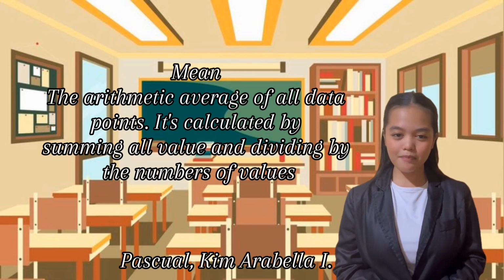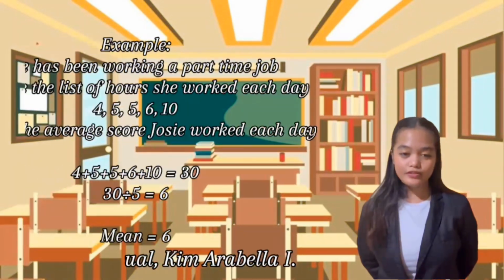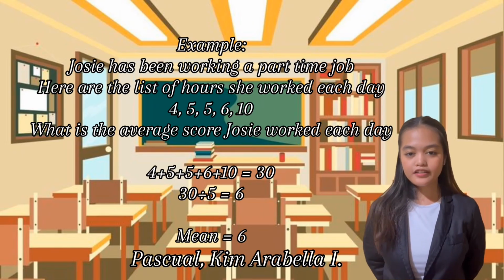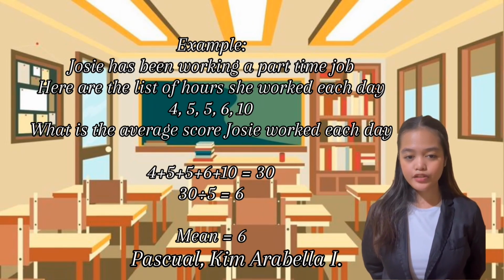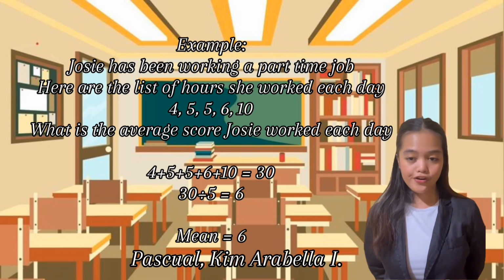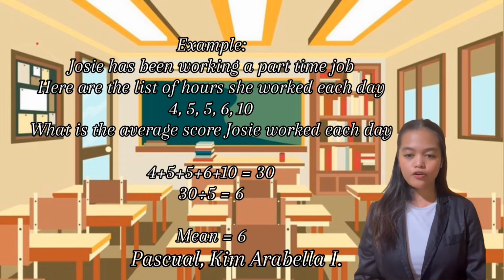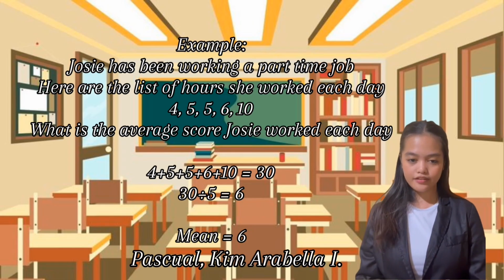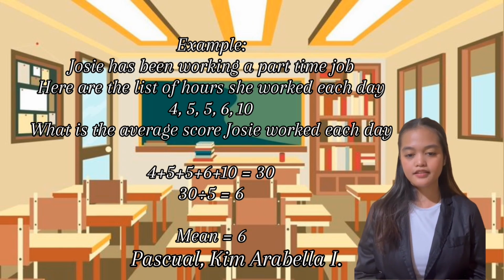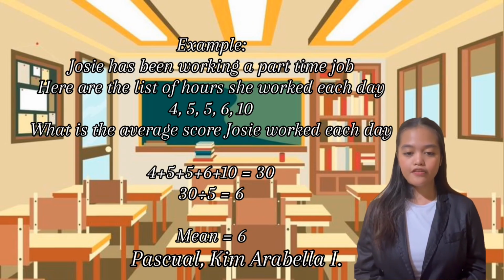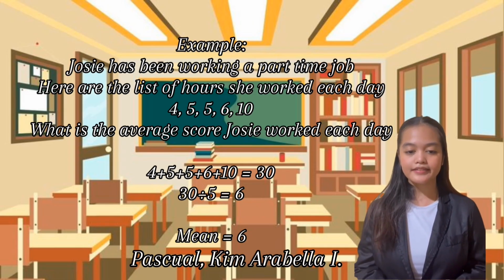Let's do an example. Juicy has been working a part-time job. Here is the list of hours that she worked each day: 4, 5, 5, 6, and 10. What is the average number of hours Juicy worked each day? So first, let's find the given dataset in the example. It is 4, 5, 5, 6, and 10.